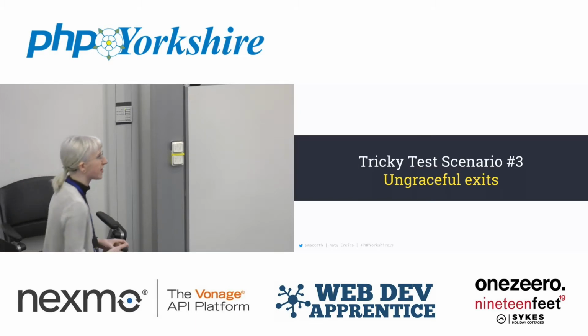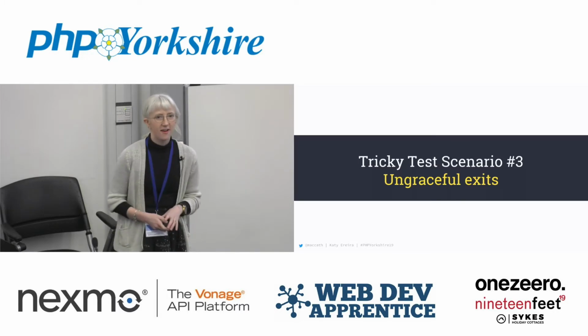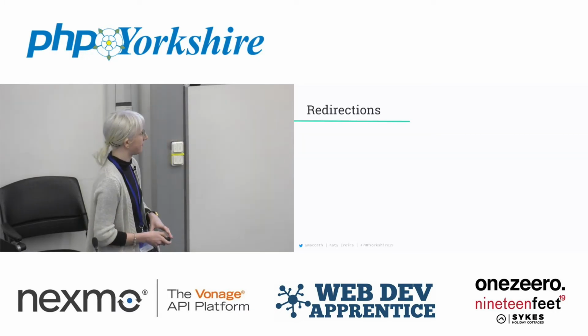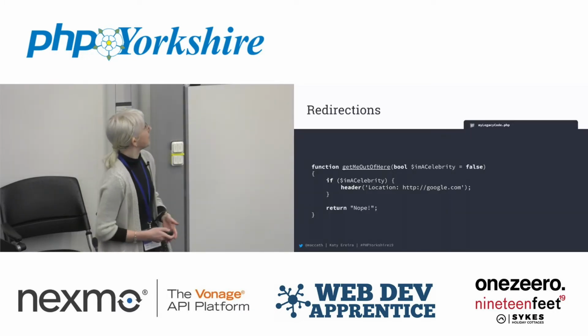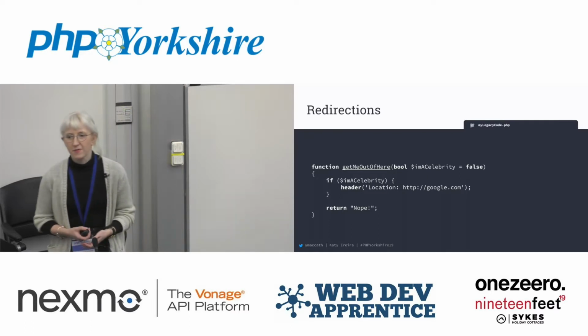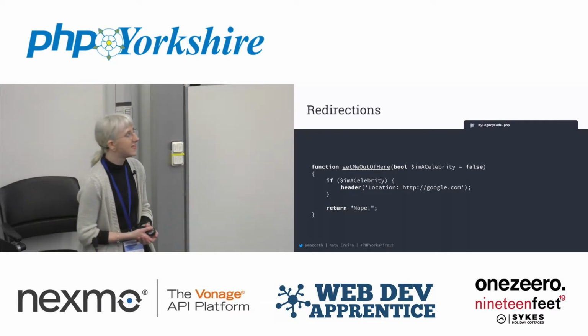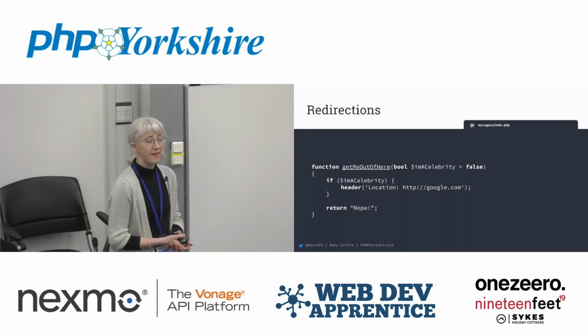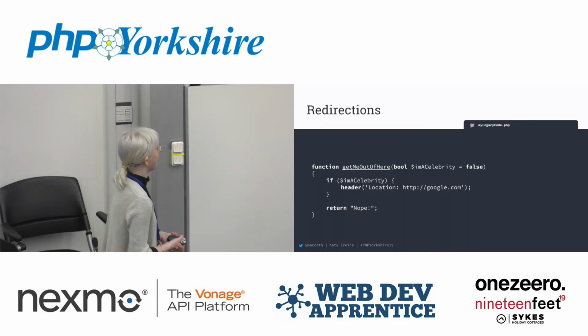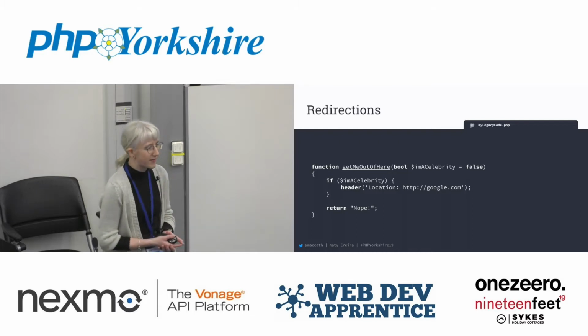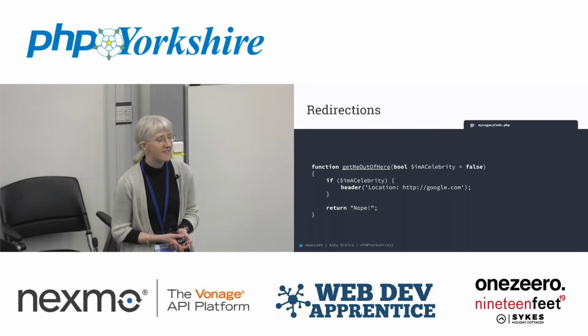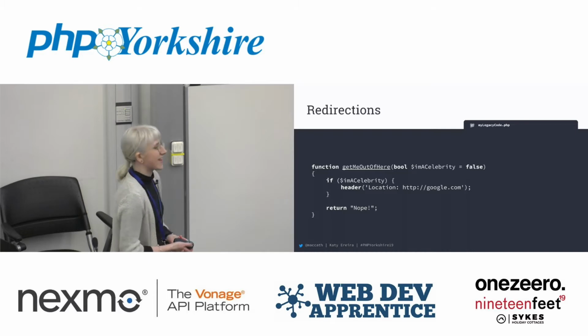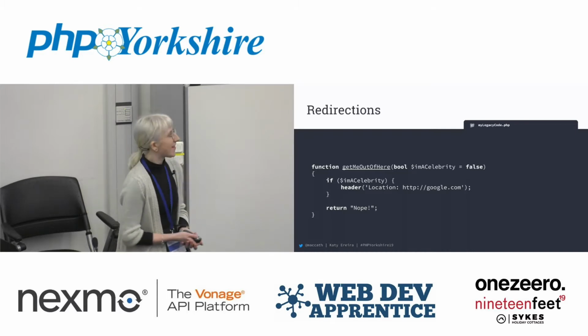This is our third tricky test scenario, ungraceful exiting. What does this mean? It means when you have a redirect in your code, as we have here in my get me out of here function. If I'm a celebrity, I'm going to redirect myself to Google because I don't want to be on this stupid application anymore. Otherwise it's going to say, no, you've got to stay because you're not a celebrity. Okay, fine.